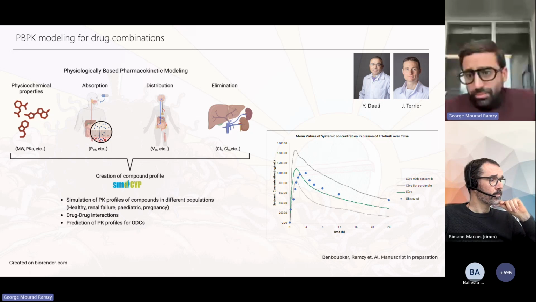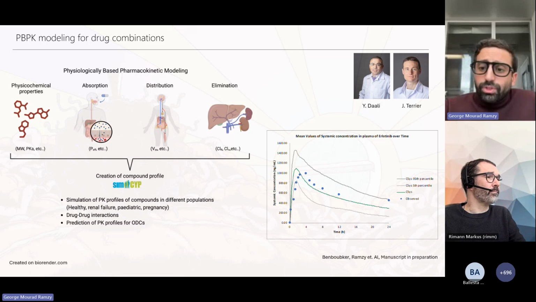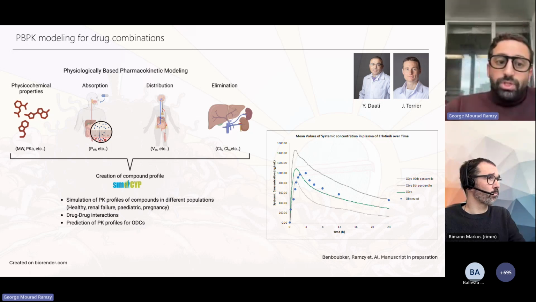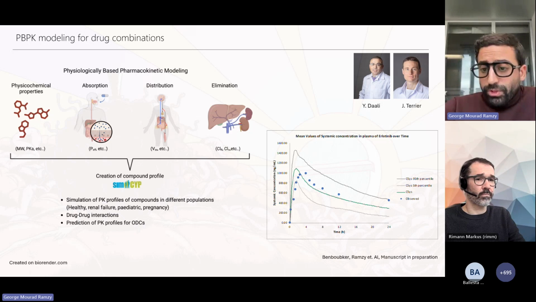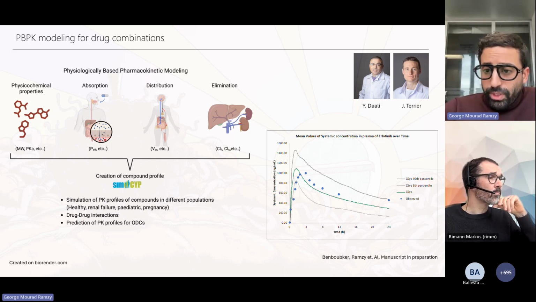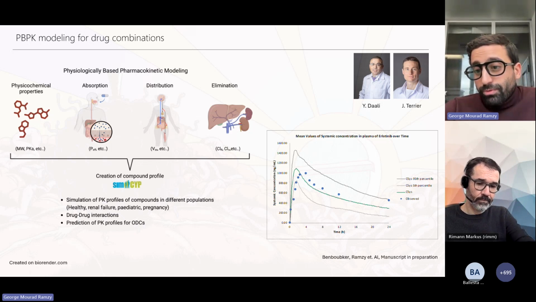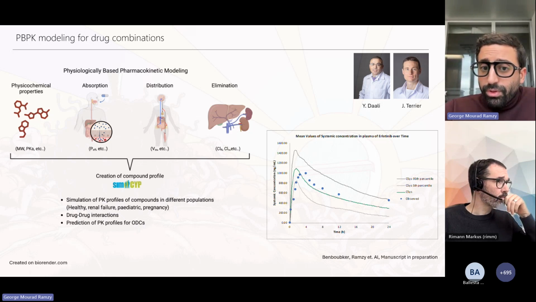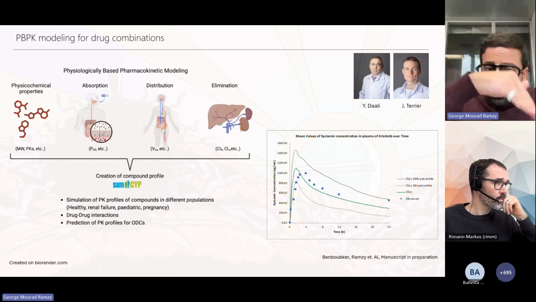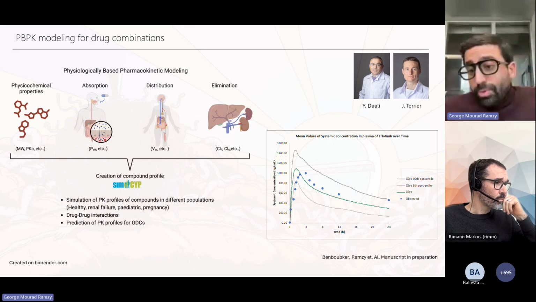Once all of these parameters are found, we start creating the compound profile on SimCyp, which is one of the software packages available for such studies. Then you start simulating the pharmacokinetic profile of this compound in different populations. First, in order to validate the model, we consider a healthy population, and we compare our pharmacokinetic profile of one drug with observed points or observed curves. These are data from public and published clinical trials. We can then start analyzing the drug interactions and finally predict the pharmacokinetic profile of a full drug combination.